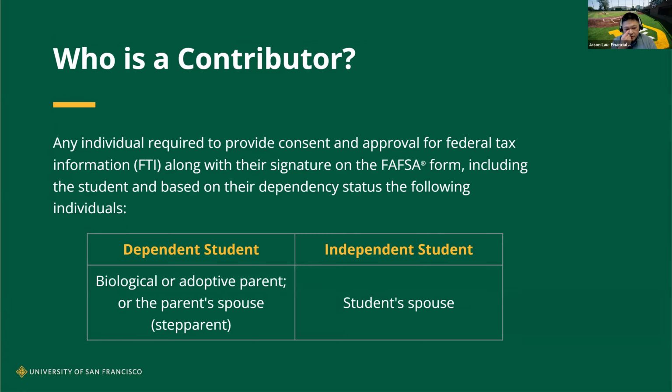So who is a contributor? A contributor is any individual that's required to provide their consent and approval, meaning that they're required to provide their information on the student's FAFSA. If you're a dependent student, this will be your biological or adoptive parents, or the parent's spouse if they've remarried. If you are an independent student and you are married, that will be your spouse.